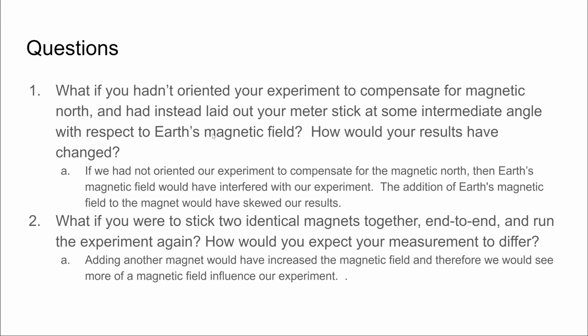The two questions we need to consider are: what if you hadn't oriented your experiment to compensate for magnetic north and had instead laid out your meter stick at some intermediate angle with respect to Earth's magnetic field? How would your results have changed? I said if we had not oriented our experiment to compensate for magnetic north, then Earth's magnetic field would have interfered with our experiment, and the addition of Earth's magnetic field to the magnet's would have skewed our results.